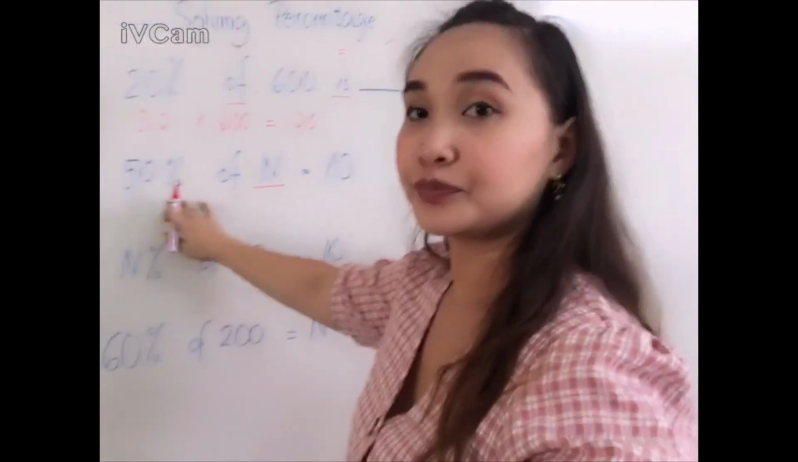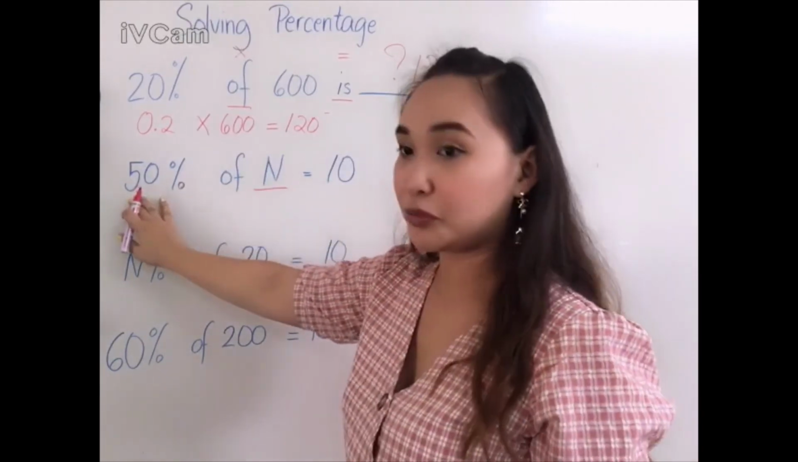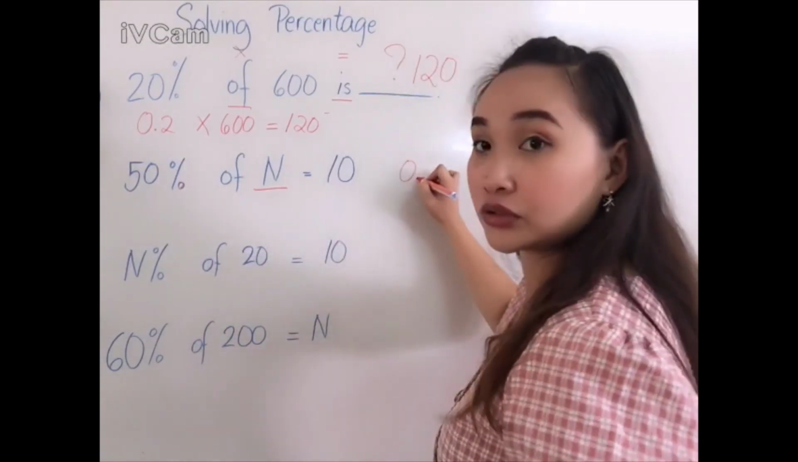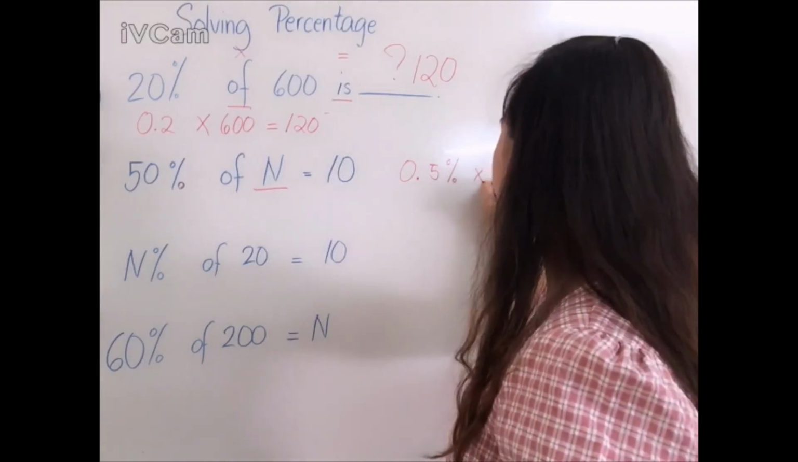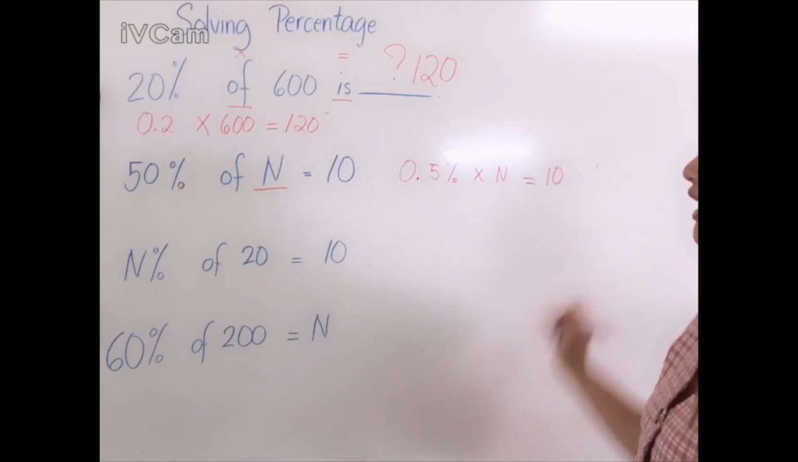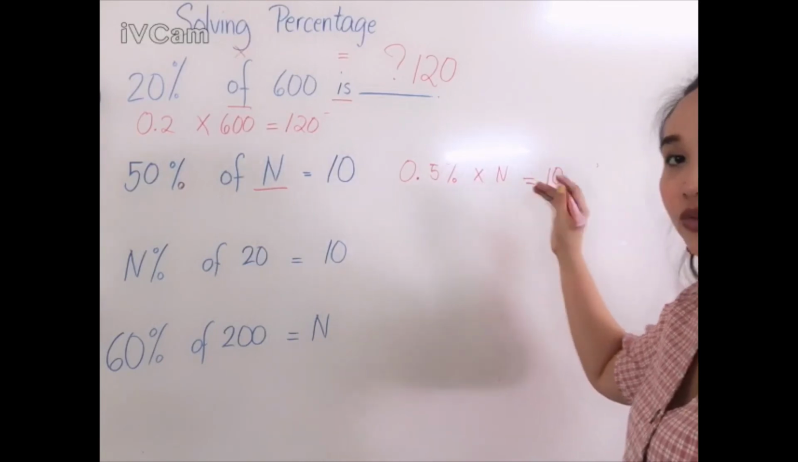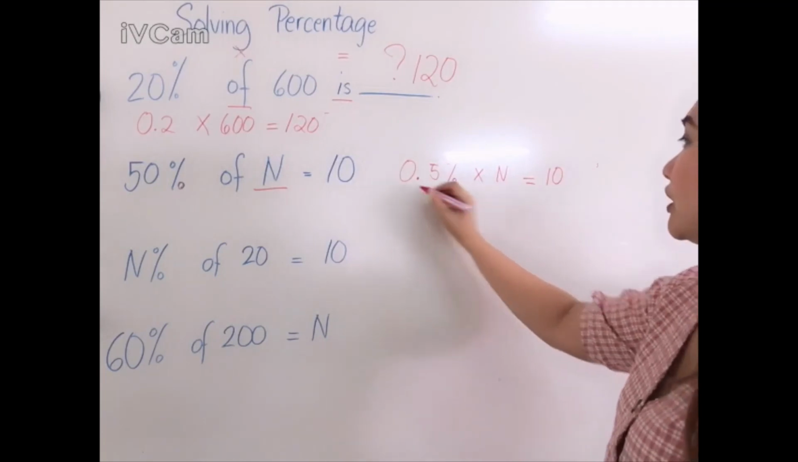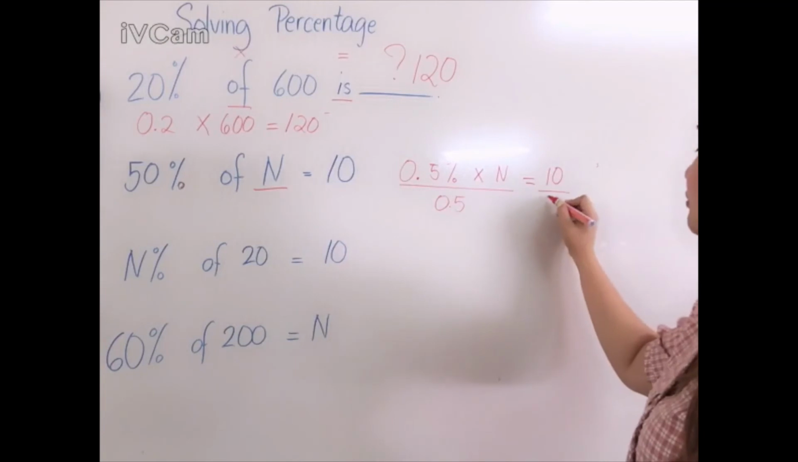So we have 50% of n is 10. So what is 50%? That is 0.5. Very good. 0.5 times n is equal to 10. Now, of course, we divide both sides by 0.5.